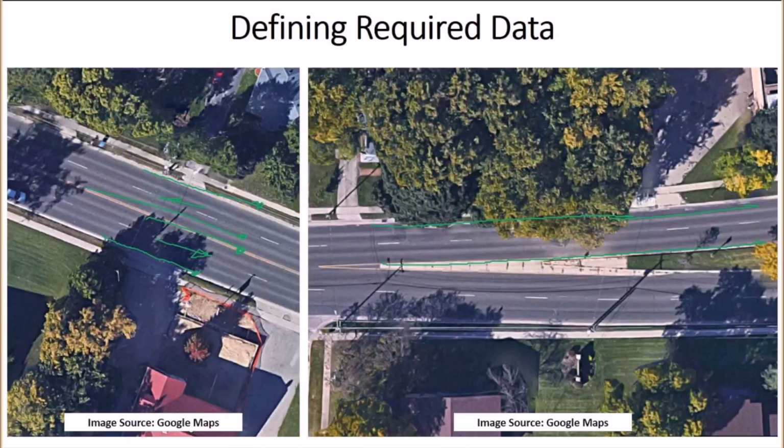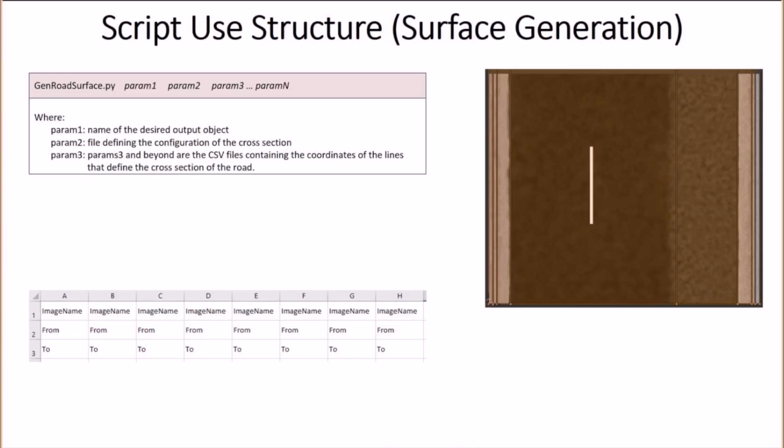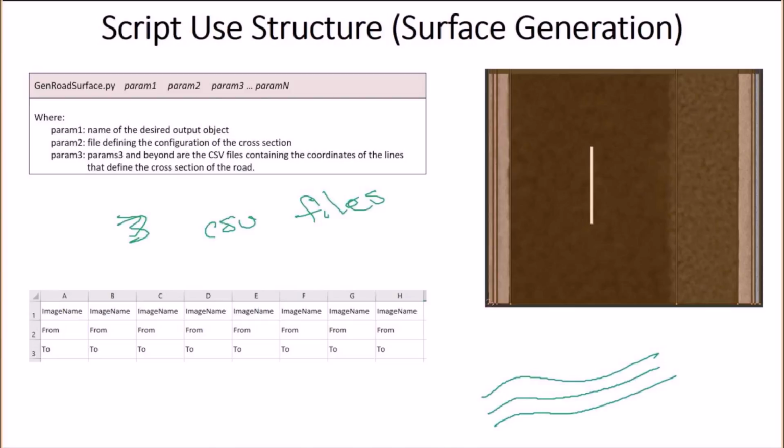Then what happens is that we created a script that allows you to say, I have, let's say, three CSV files, and I'm going to put those files through a script because these files represent a road. I say, these are my three CSV files. I also have a particular texture that I want to apply. I put them through the script, and a 3D model comes out. So what does it need? It needs the files.